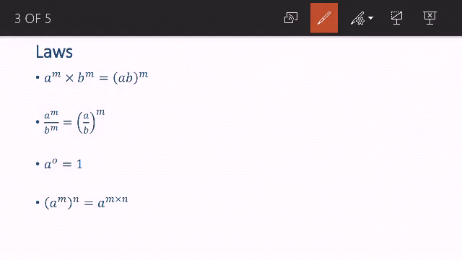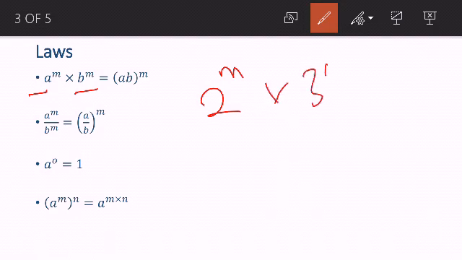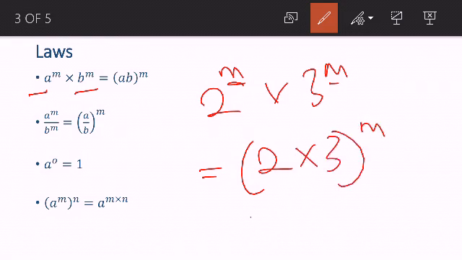So that leads us to the next law, which is the common index law. So common index law, or you can say common power law, you can see a raised to power m times b raised to power m, both have the same power. So it's the same thing as ab all raised to power m. A good example, if I have 2 raised to power m times 3 raised to power m, since they have equal powers, it's the same thing as saying 2 times 3 all raised to power m, which is equal to 6 raised to power m.